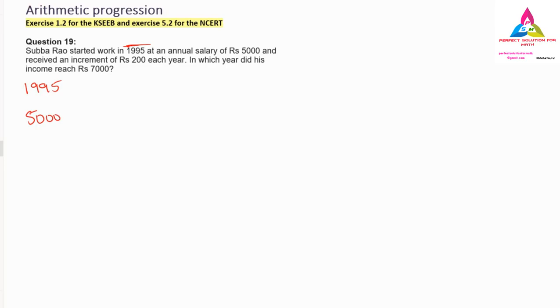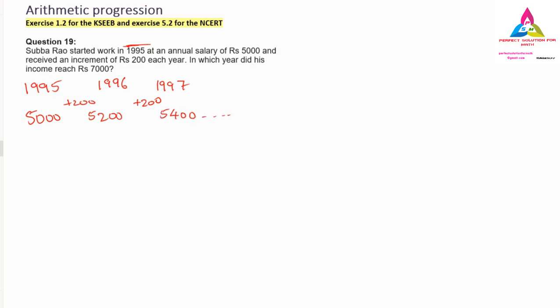Next, you can read, there is an increment of rupees 200 for each year. This year 5,000, next year 200 plus, and the salary will increase to 5,200. That is 1996, after 1995 by one year, the salary will increase by plus 200. In 1997, again there is an increment of the same rupees, 200 only. So the new salary will be 5,200 plus 200, that is 5,400.